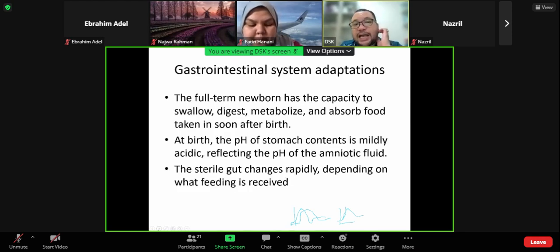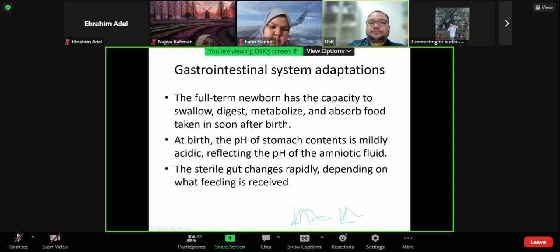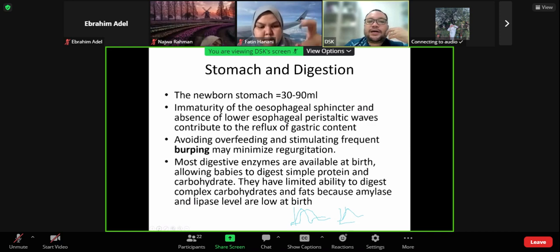The GI system too: before this it received everything directly through the umbilicus, but now the baby has to know how to swallow, digest, metabolize, and absorb all the fluid contents. The stomach of a newborn baby is very small. At first it is very small. On the first day of life, it can only tolerate 60 ml per kilo per day.